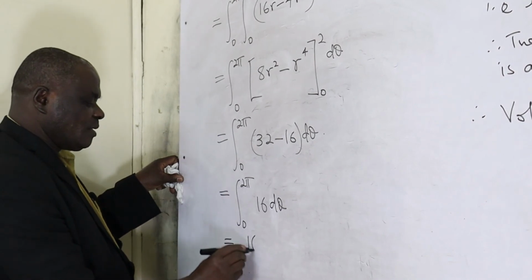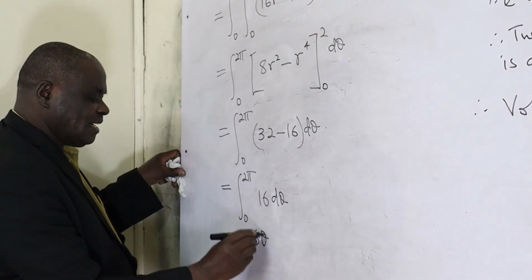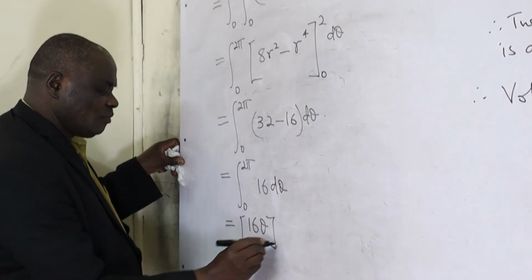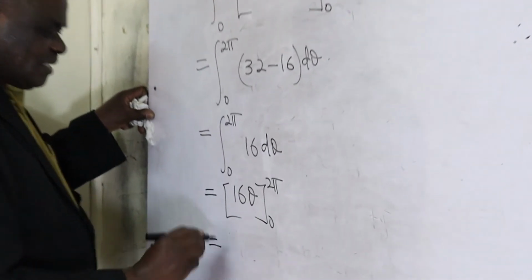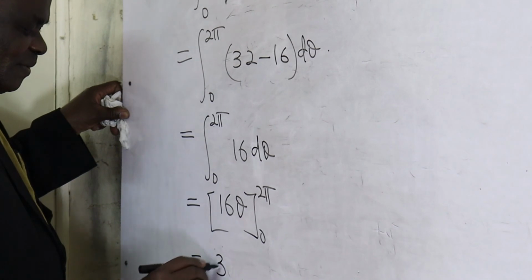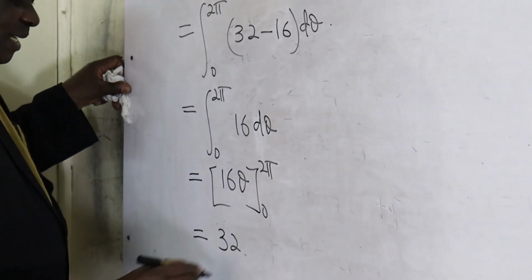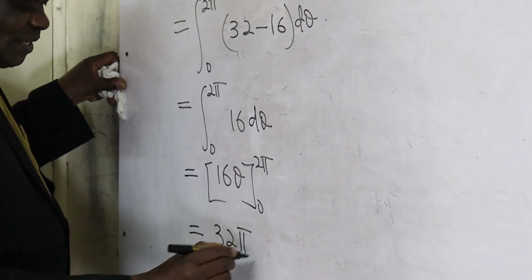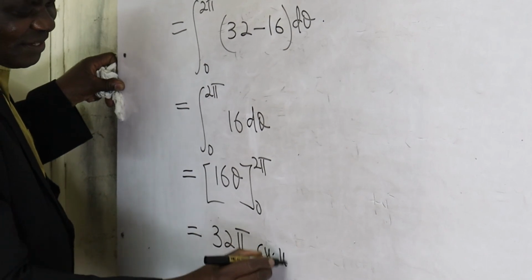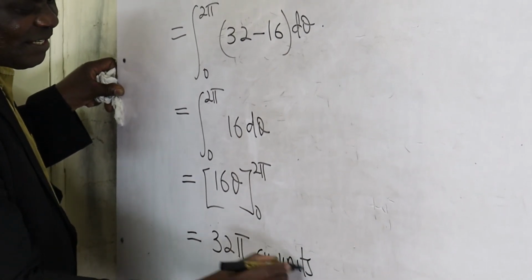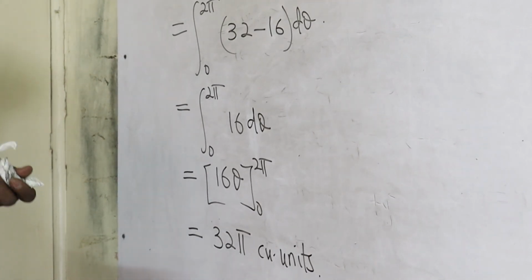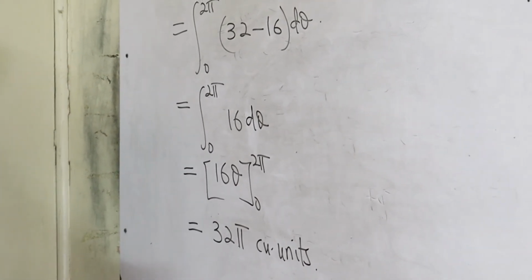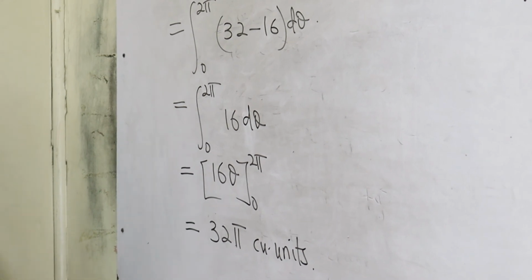It will be equal to 16 theta from 0 to 2 pi. Then the answer here will now be 32 pi cubic units. And that is the volume of the indicated solid.